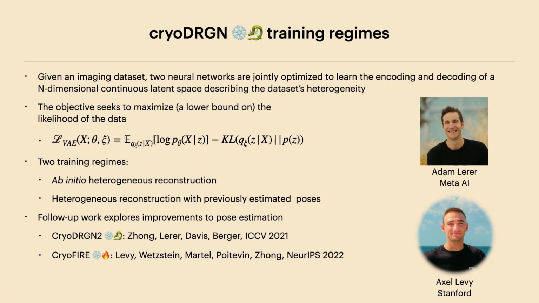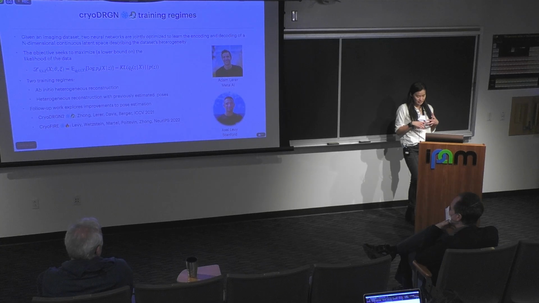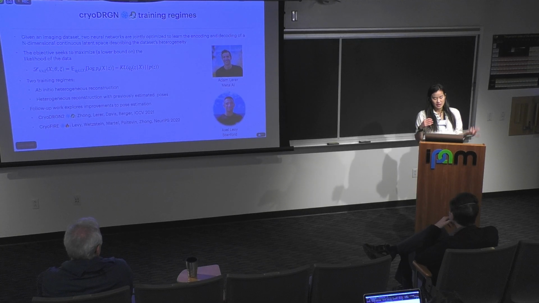I'll talk about how we do pose inference later, but just to summarize the training regimes: given an imaging data set, we jointly train these two neural networks to learn the encoding and decoding of some n-dimensional continuous latent space describing the data set's heterogeneity. Our objective is the standard VAE objective, and there are two training regimes. The ab initio case, where we're estimating poses on the fly, and I'll talk a little bit about that later. And then heterogeneous reconstruction using previously estimated poses. This is possible when the system isn't highly heterogeneous, and you can do a consensus reconstruction on maybe a relatively rigid part of the complex.